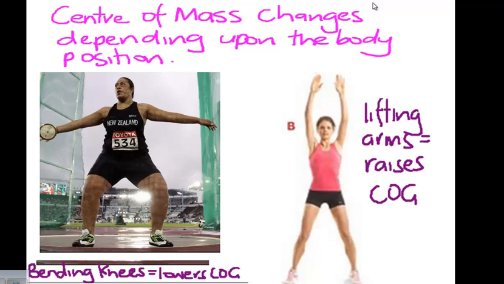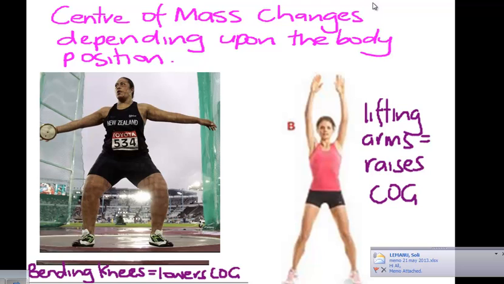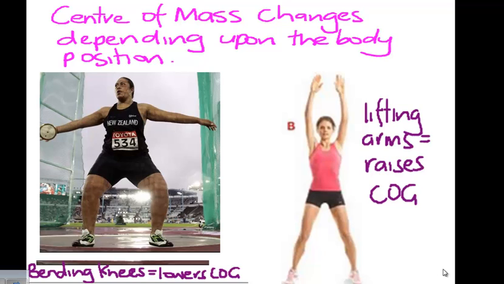We also need to know that centre of mass changes depending upon the body position. For example, you can see Beatrice here in the discus picture. Her centre of mass is lower because she is bending her knees. And the lady on the right, if you raise your hands up above you, her centre of mass has risen. So once again, bending your knees, your centre of mass lowers to the ground. If you raise your hands up, then your centre of mass rises.